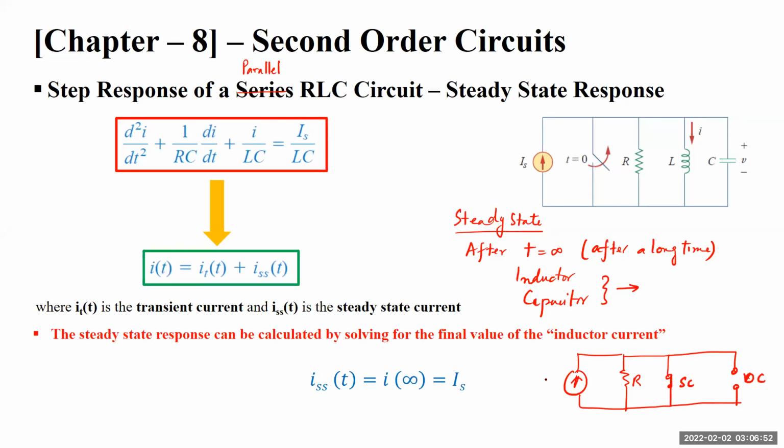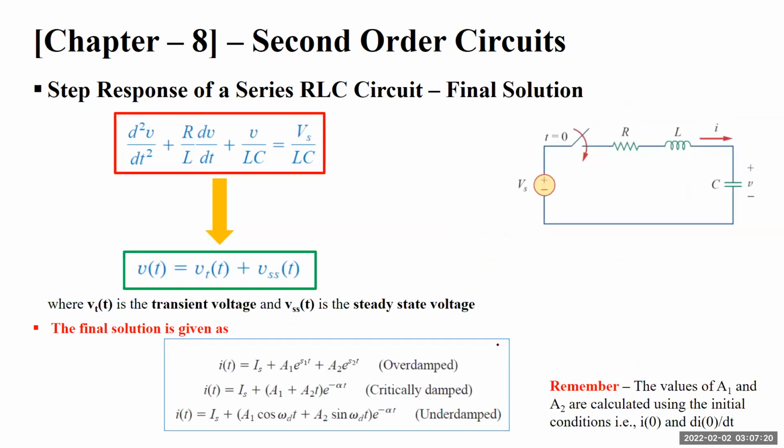So at time t equals to infinity, the current I through this branch will be equal to whatever the source current Is is. The inductor will be having complete Is, so this value of Is will be the value for the steady state current for this circuit. Remember, this value will be different for different circuits, so for every circuit, you have to basically find out this value.